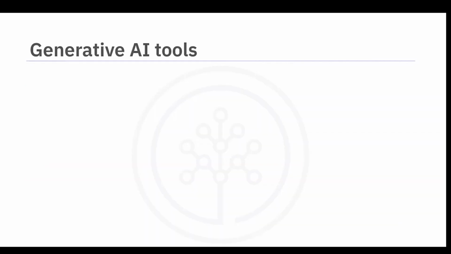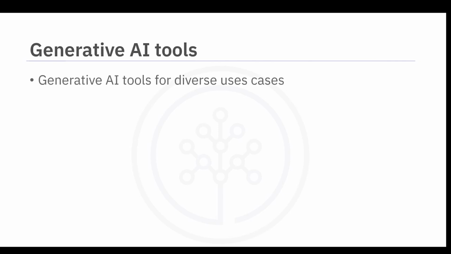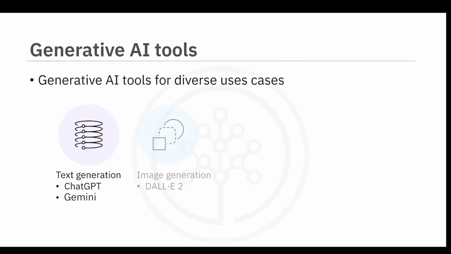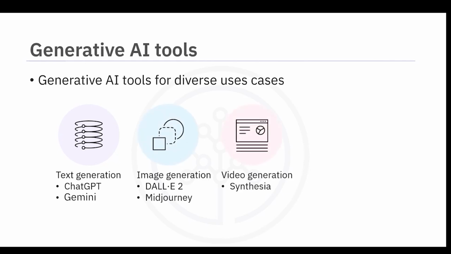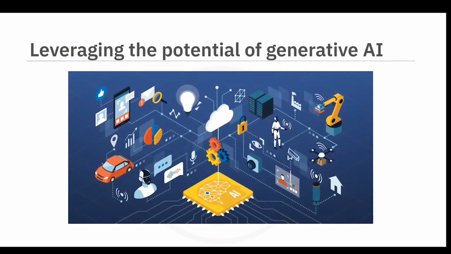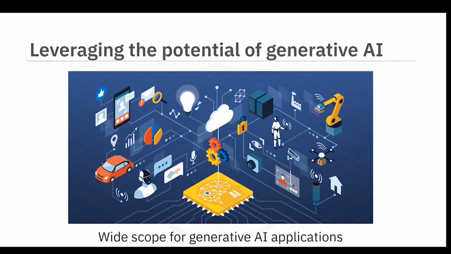The development of a variety of generative models has led to a growing market for generative AI tools for diverse use cases. For instance, you have ChatGPT and Gemini for text generation, DALL-E 2 and Midjourney for image generation, Synthesia for video generation, and Copilot and AlphaCode for code generation. The rapidly emerging models and tools have generated a wide scope for generative AI applications across domains.